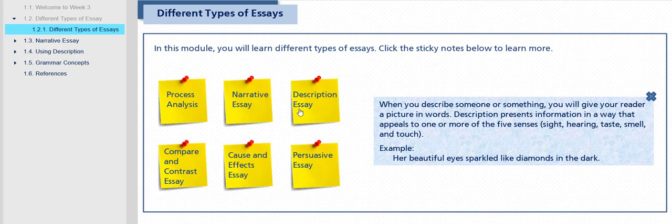A description essay is when you describe someone or something. You will give your reader a picture in words. Description presents information in a way that appeals to one or more of the 5 senses: sight, hearing, taste, smell, and touch. Descriptive essay. Her beautiful eyes sparkled like diamonds in the dark.